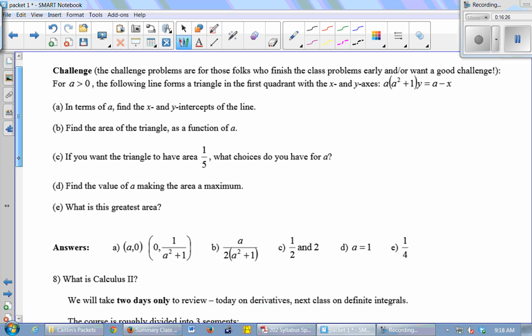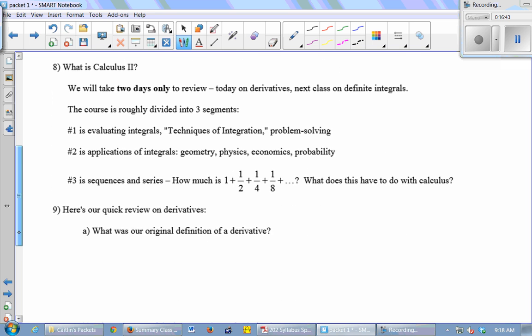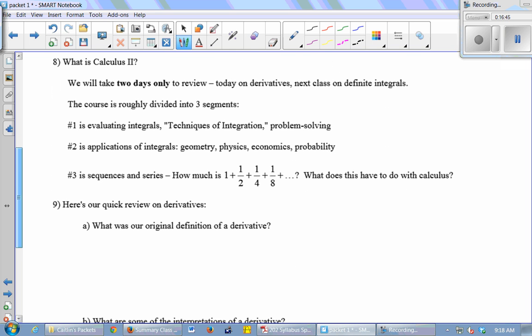All right, you can work on the challenge throughout the course in the packets. Sometimes I give you a few problems to work on in your groups. If you finish them, there's usually a challenge problem that you can work on, but you don't have to. So you can do that at some point. We'll jump down to number 8.